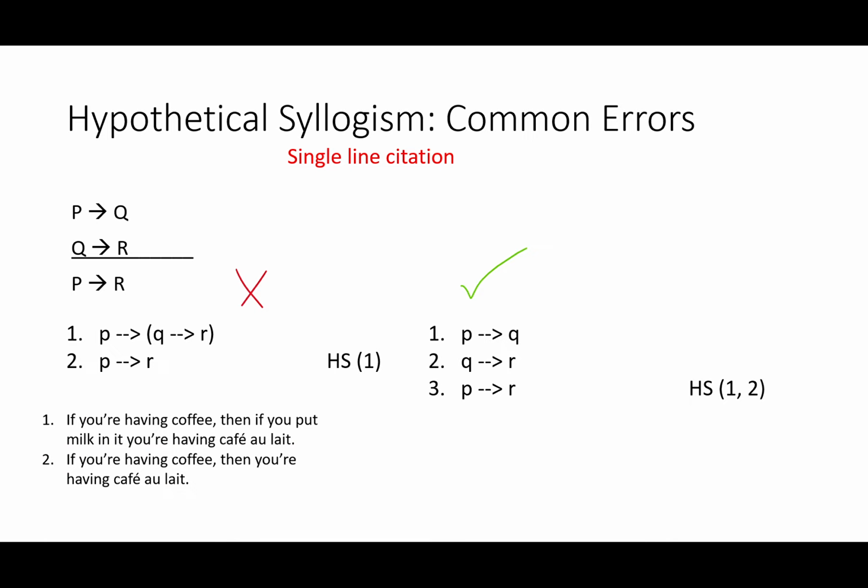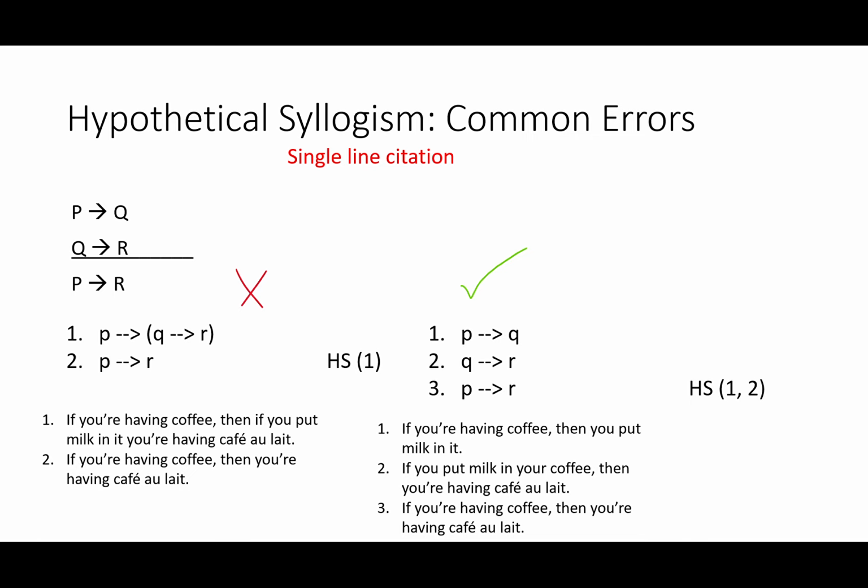Here's a little example. If you're having coffee, then if you put milk in it, you're having café au lait. You can't conclude from that if you're having coffee, then you're having café au lait, because you don't know whether or not you're going to put that milk in. On the other side, though, we say something like, if you're having coffee, then you put milk in it. Maybe you do every time. Well, if you put milk in your coffee, then you're having café au lait. That's what it means, after all, coffee with milk. If you're having coffee, then you're having café au lait.